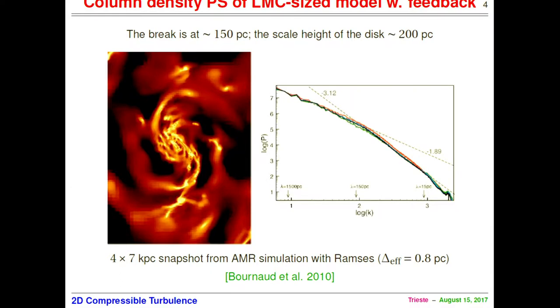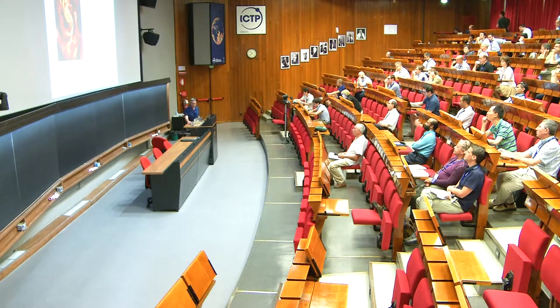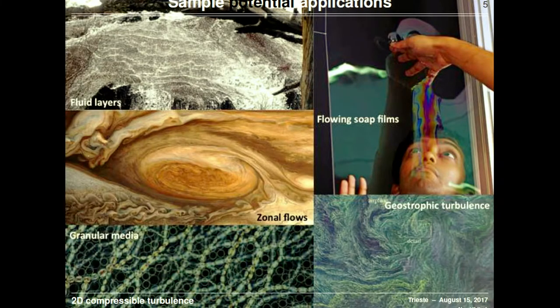We can check these ideas using numerical simulations. This is a sub-volume from a numerical simulation, which shows a galaxy similar to the Large Magellanic Cloud. If you measure this spectrum of column density, it also shows a break, from minus 3 to roughly minus 2. The break point is, again, roughly the thickness of the disk. You can also look at the velocity power spectra for different components of velocity, and you will see that turbulence is anisotropic. Most of the motion happens in the plane of the disk, while in the perpendicular direction, the velocities are much smaller.